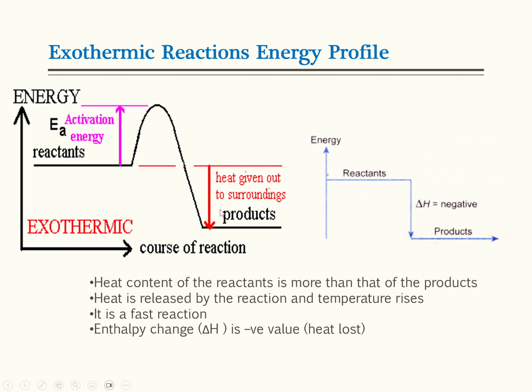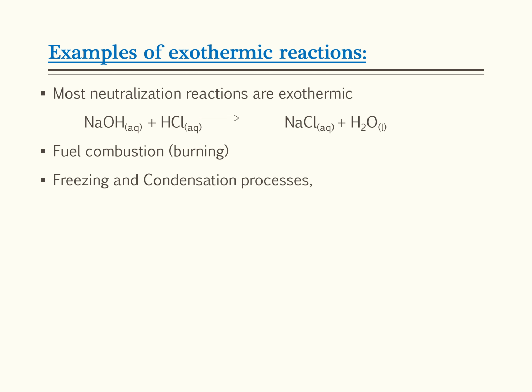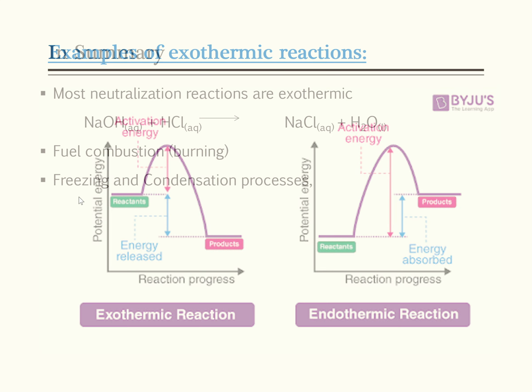Number one, reactants energy higher than the product energy. Number two, delta H arrow is pointing down, making the value of delta H negative, as seen clearly for the energy profile without the activation energy. Examples of exothermic, which are reactions that will release energy, causing the temperature of the surrounding to rise, is most neutralization reaction. Any fuel combustion or reaction with oxygen, of course, is exothermic. Freezing and condensation processes, which are physical processes, they also release energy to the surrounding.